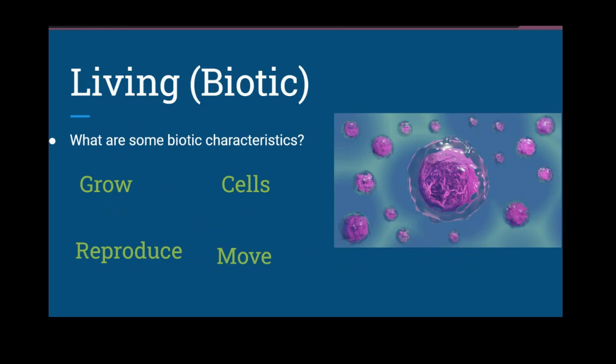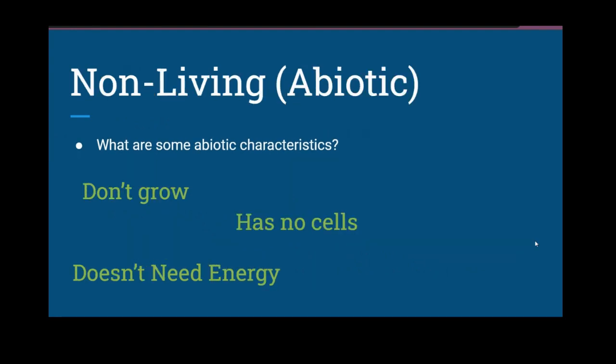So a living thing, biotic, they are things that can grow, have cells, reproduce, and move. Basically, anything that has, in a sense, a heartbeat. It can hurt, it can feel, it can do all those things. Non-living things, abiotic, they don't grow, they have no cells, and they don't need energy. And typically, they don't have a heartbeat. They don't need to eat, they don't need to sleep, they don't need to do any of that because they're not alive.